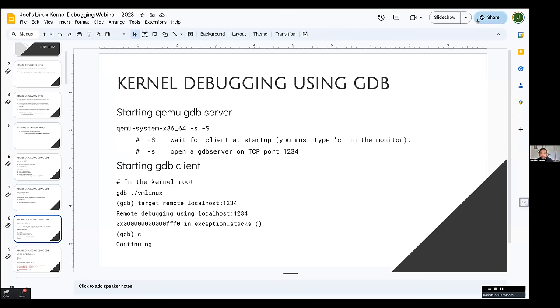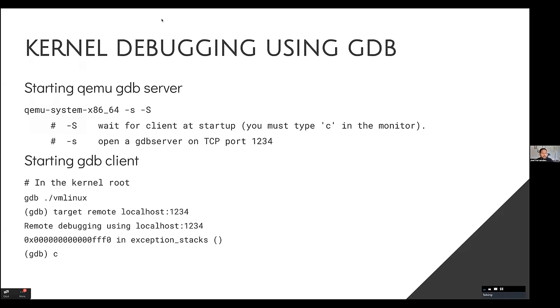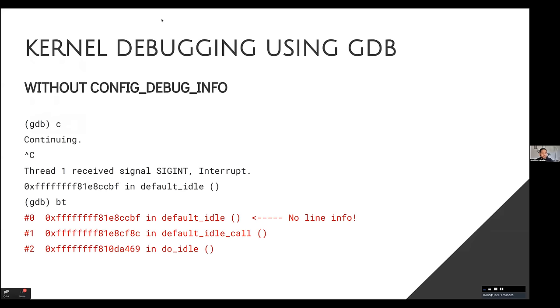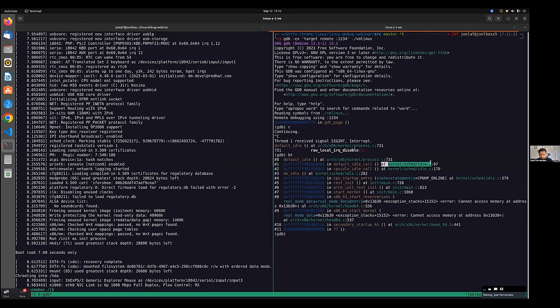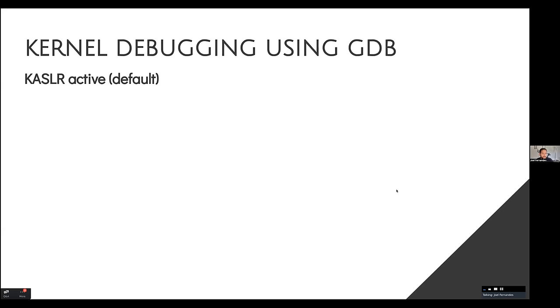Let me go back here. Okay, a couple of things that I want to mention. Without CONFIG_DEBUG_INFO, you won't get any line information. So you have to enable CONFIG_DEBUG_INFO, which will add the symbol to line information mapping to your vmlinux kernel binary, which we pass to GDB. I already have that enabled, so I'm going to see line information for my different symbols. But if you didn't, you would not see any line information, but you may or may not see symbols, and I'll go over why you may not see symbols.